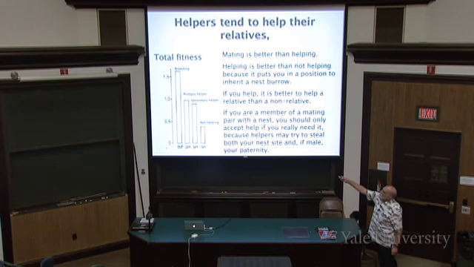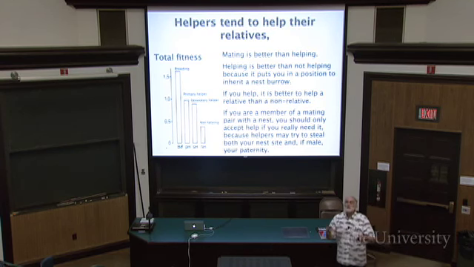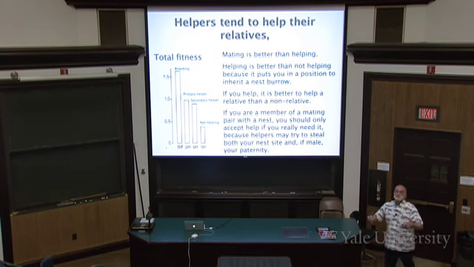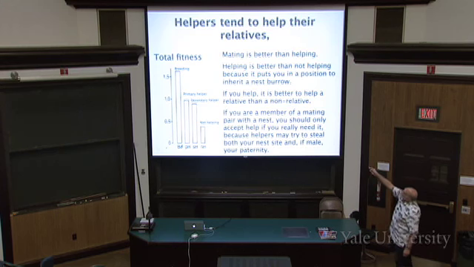So overall, if you look at total fitness of the different kinds of roles that are being played in the population, the breeding birds, the primary helpers, the secondary helpers, and those not helping, and you calculate both direct fitness and indirect fitness through relatives over the lifetime of the birds, so this takes years to gather, this is a summary of a lot of work. Mating's better than helping.